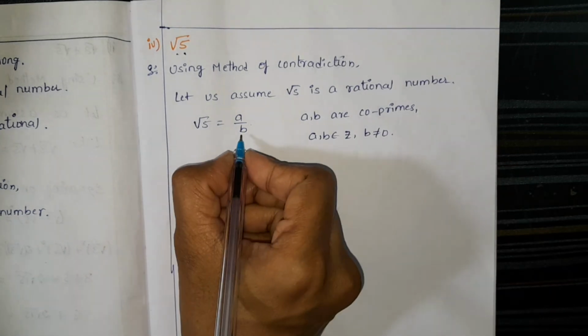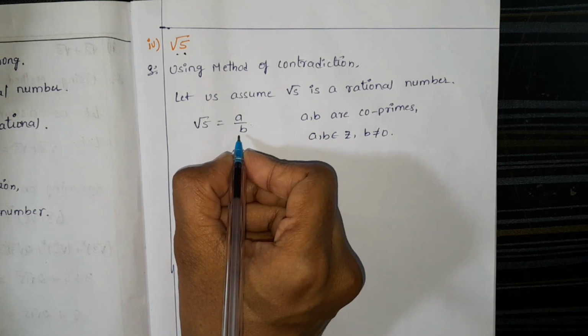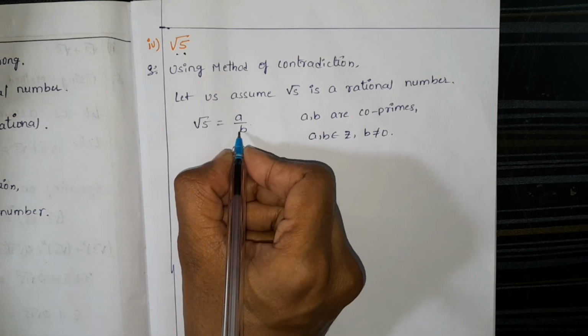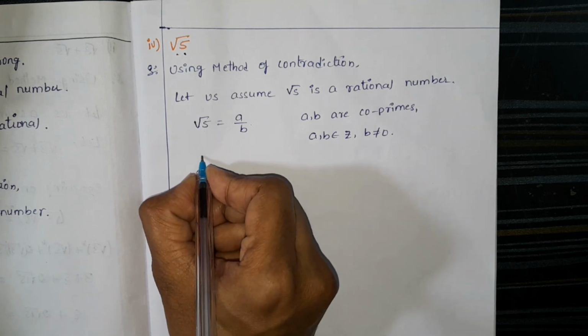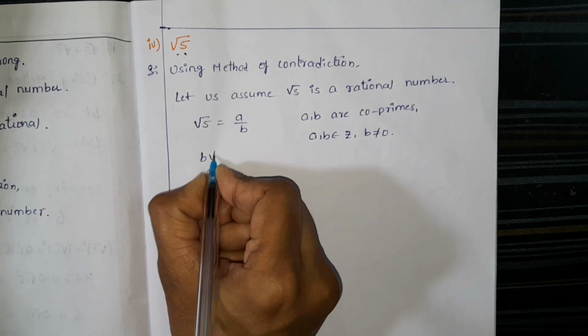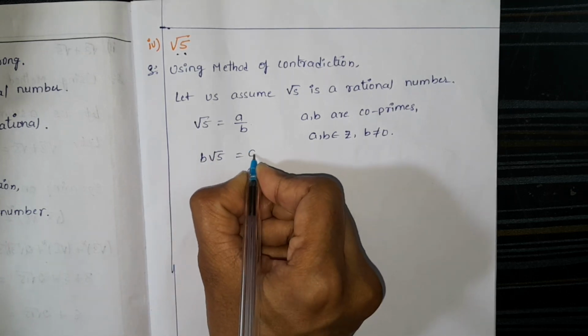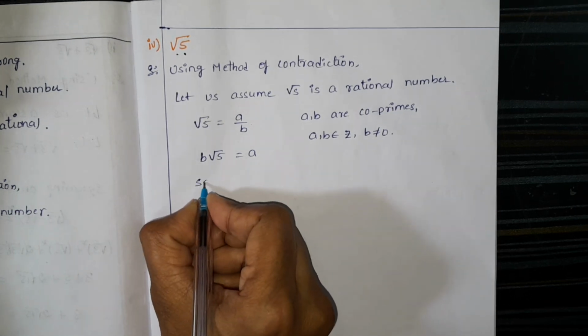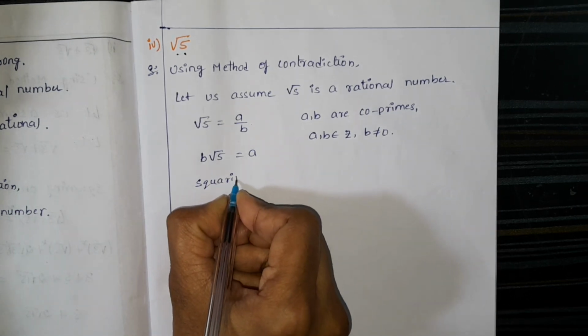Yes, that is about rational numbers. Okay, a by b is in the form of a rational number, and that is the rule of rational numbers. Here, transpose b, okay, b root 5 equals a. Here, squaring on both sides, let us square.